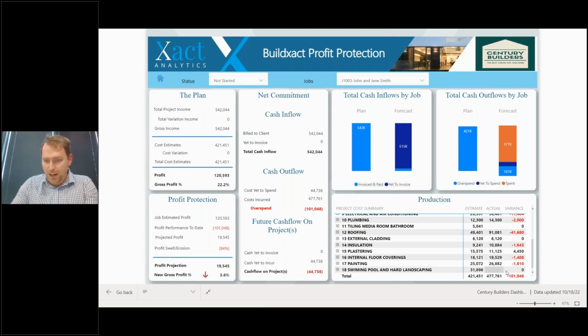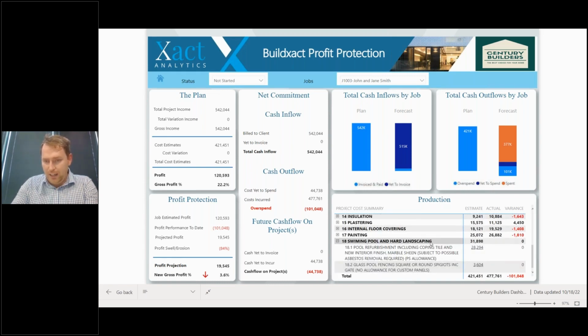And then down the bottom, you go, oh, geez, what's yet to come in? You're basically trying to look for anything that has blanks. You come down to the bottom right-hand corner here, swimming pool and hard landscaping. I've got an estimate in here, but no actuals. Oh, Jesus, okay. So I've still got to spend another $44,000 here because I can see there's gaps there.